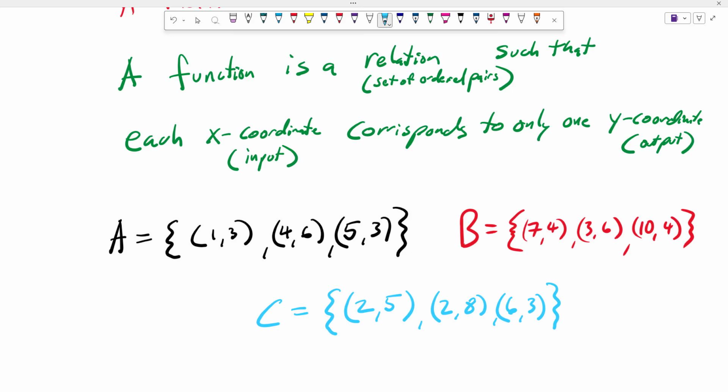So when we're looking at the list, if it's in roster notation like this, all you do is check. As long as it doesn't repeat an x value, it's a function, guaranteed. If it repeats an x value, not a function. Okay.